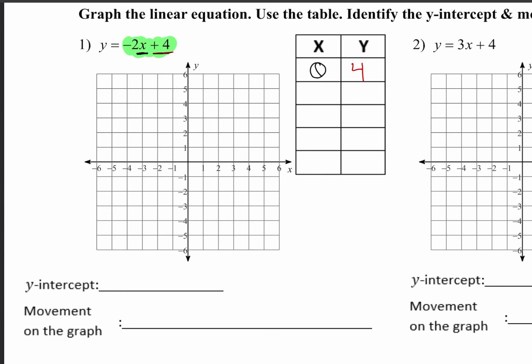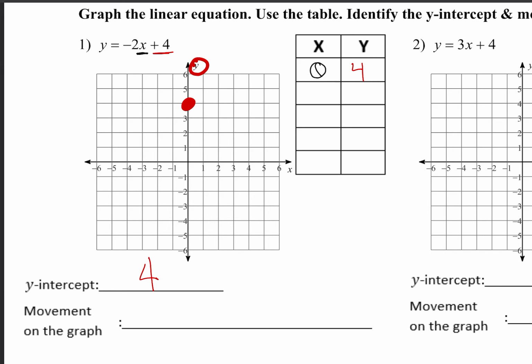Make sure you keep that 4 positive and that negative 2x, keep it negative. All right. Next up, we have to write our y-intercept. So let's do everything with the y-intercepts. So we know it's (0, 4). We know our y-intercept is that number 4. And y-intercepts are always on our y-axis, which is right here. So here's the 4 on my y-axis. Okay? All the y-intercept parts are done.